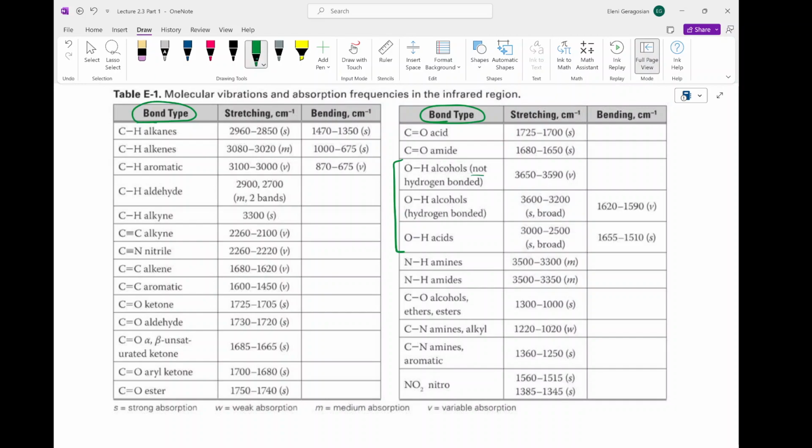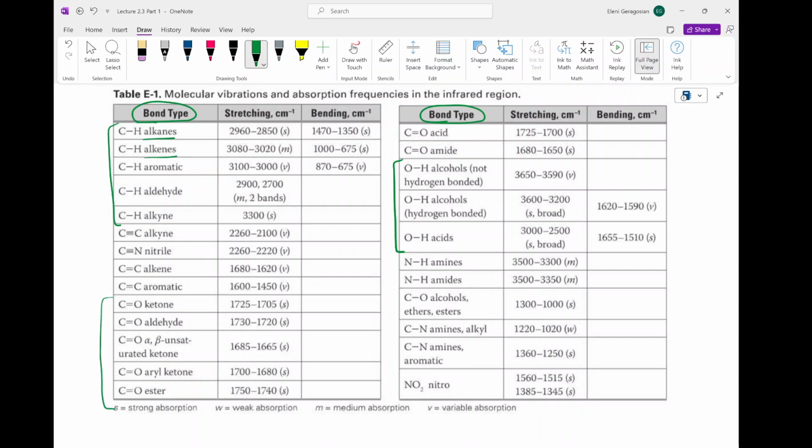Knowing the difference between these, not hydrogen bonded and acids, isn't needed at this time in our class. So you can look through this wide region here. We have carbon to hydrogen bonds. That's where we start in the table. But notice alkane, so all single bonds, alkene, double bonds, aromatic, we don't know what that means yet, or aldehyde, so you can ignore what those words mean, just include the ranges here. In alkyne, triple bonds have slightly different areas that they would show up.